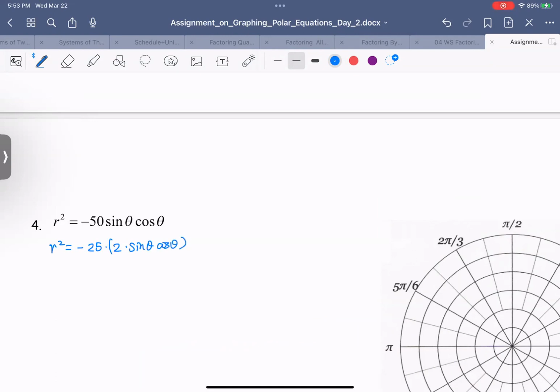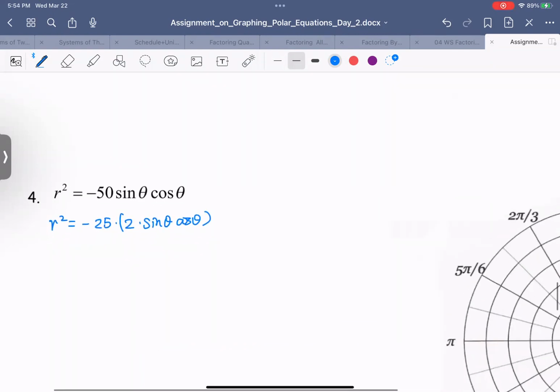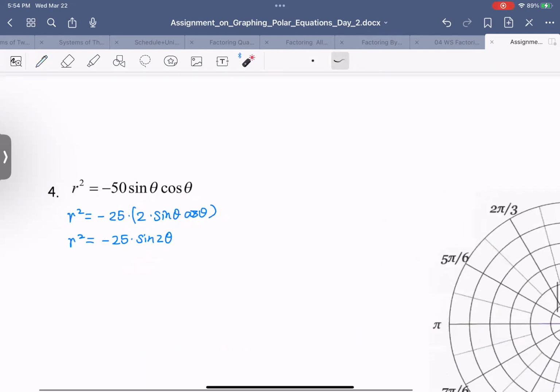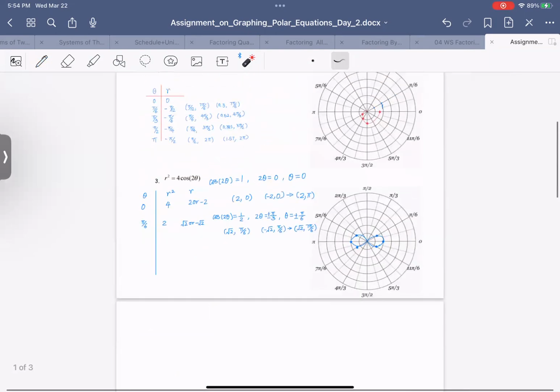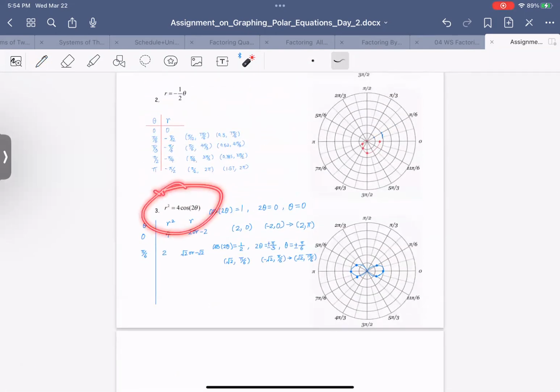So when you have this, look at here. What will this be? This is r squared equals negative 25 times sine 2 theta. Make sense? This is a double angle formula, right? And then we will do the same thing as what we did for this one. We will do similar work as what we did over here.